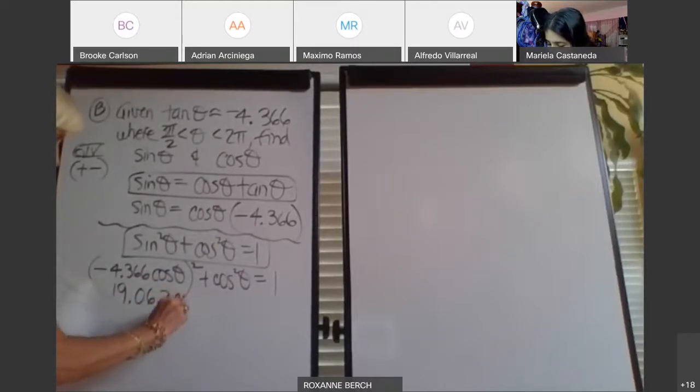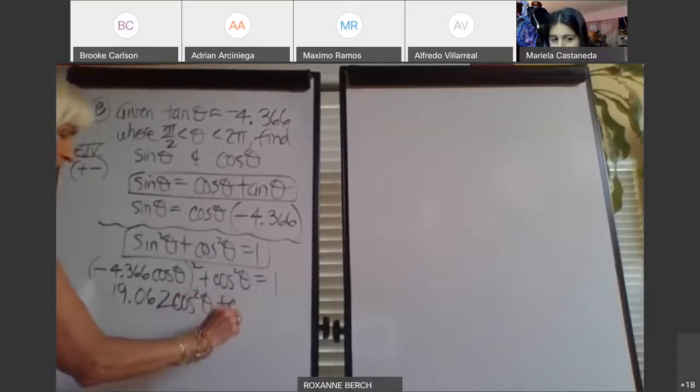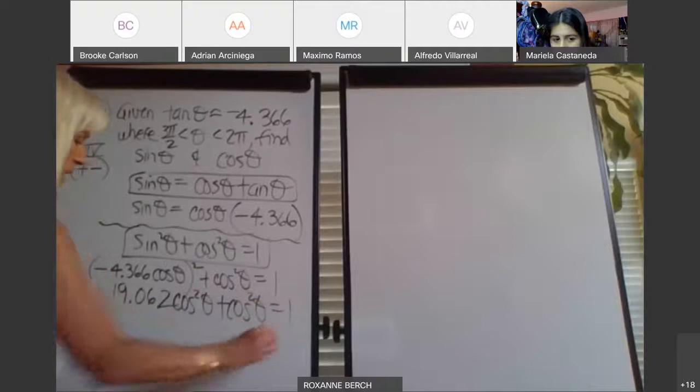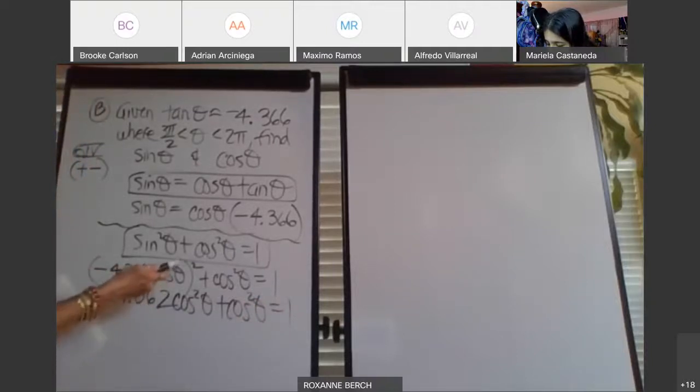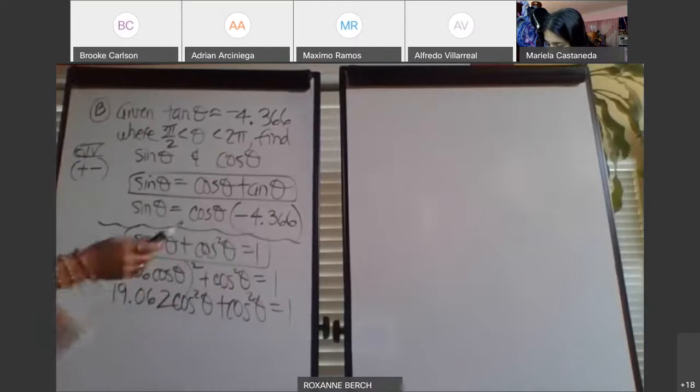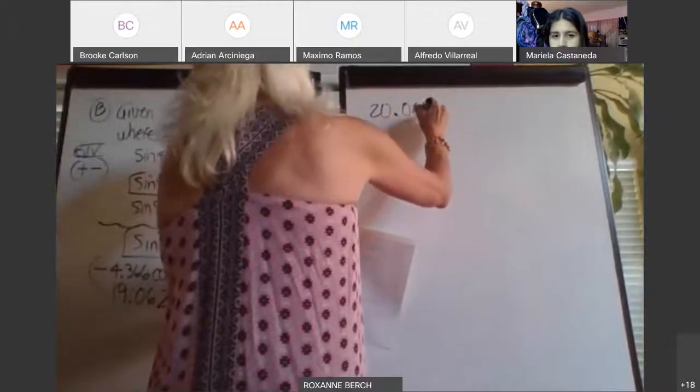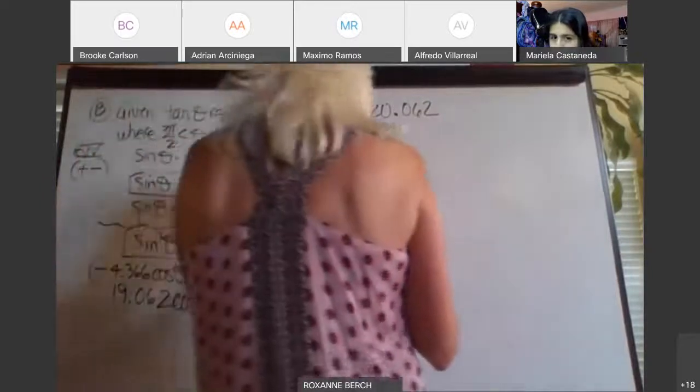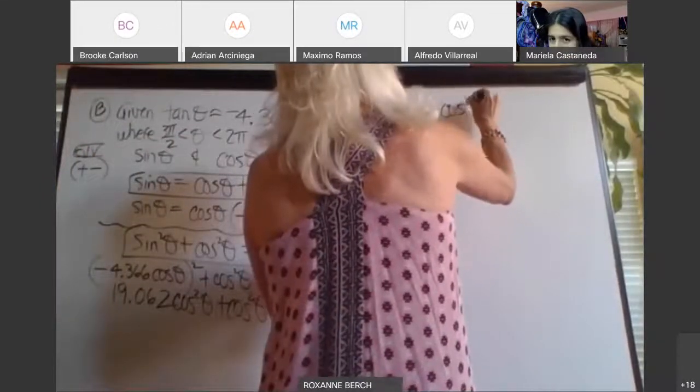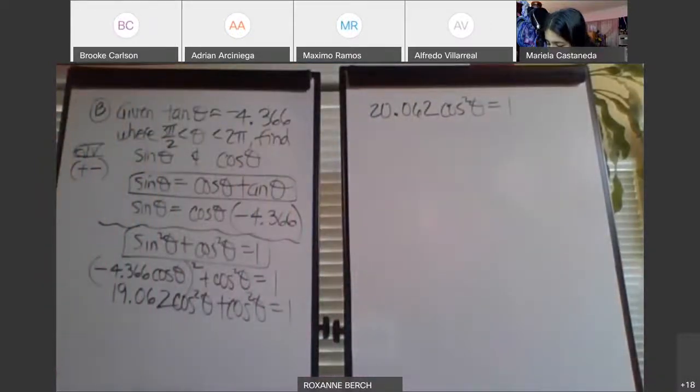All right. 19.06 cosine squared of theta plus cosine squared theta equals 1. Okay, so we had to square that. We got cosine squared and then that cosine squared. So now when we add them, this is 19 plus 1, so it's going to be 20.062 cosine squared theta. So I'm just adding like terms. Cosine squared, those are like terms, like x squared plus x squared is 2x squared.